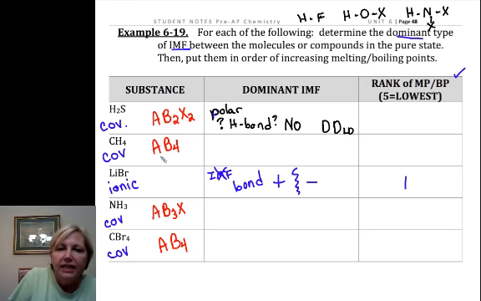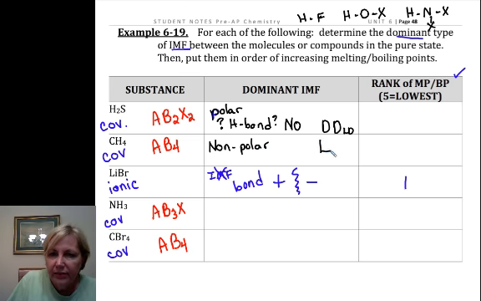This next one, we have a covalent. I have the exact same atom all around the center. So this is a non-polar molecule. So the only thing that's available is London dispersion.